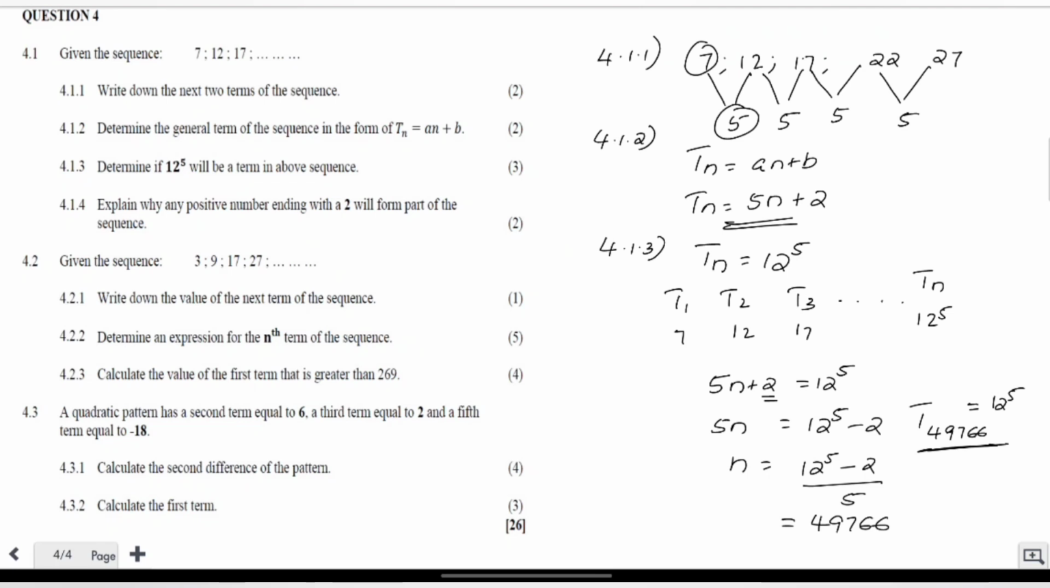So always the pattern, you can see that it is ending 7, then 12, then 17, then 32. So any term that is ending with the 2 is part of the sequence, because the general term, how do you get it? Multiply by 5 and add 2. You have to just write it. Therefore, any positive term, because of course this is an increasing sequence, 7, 12, 17.